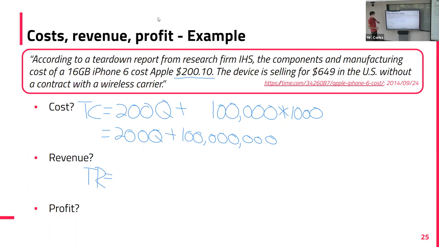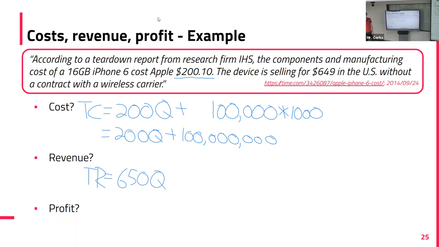Revenue. $649 for each phone. So we want it as a variable. I looked up the actual sale numbers. I'll tell that to you in a moment. But for right now, we don't actually care about the sale values. We're imagining this is before we actually make the product, can we make money? Should we start creating this product? So let's just call it 650, an easier number, times Q.